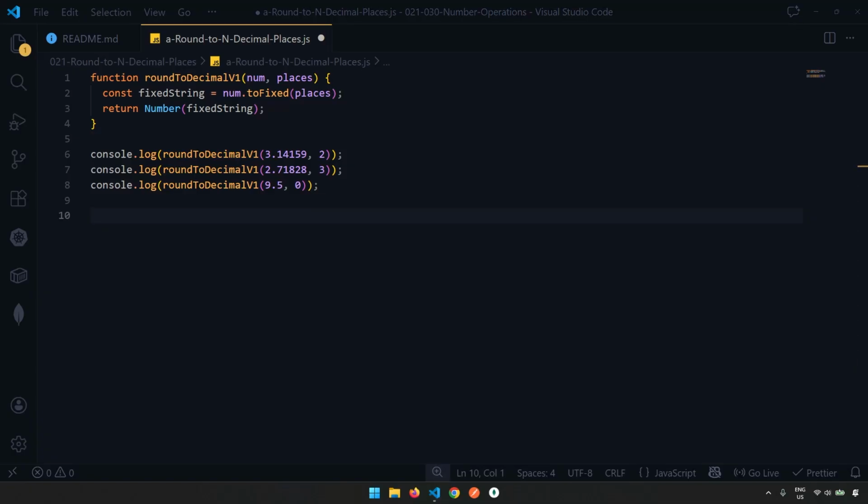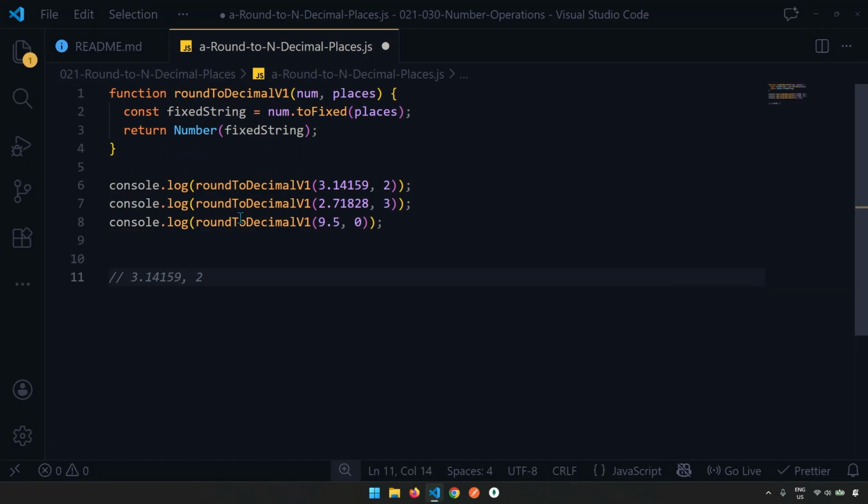And now it's time to talk about the second solution. In order for me to actually explain that, I'm going to create a comment here. So the first number is 3.14159, and the decimal places is 2. What does this actually mean? It means we have this number 3, and then this point, and then this 1, and then this 4.